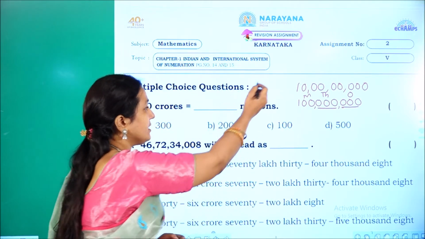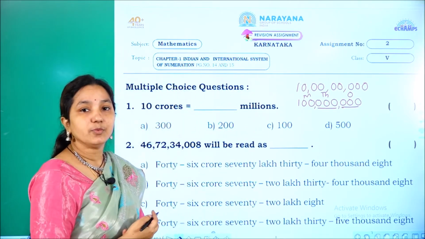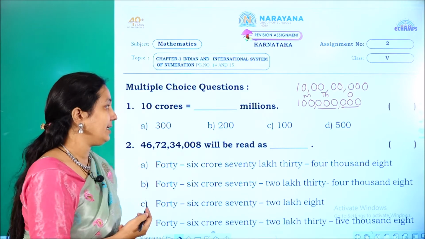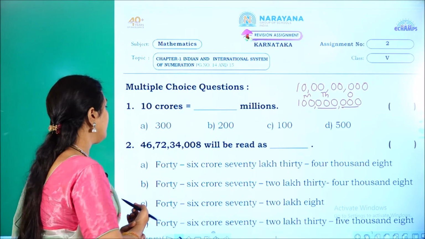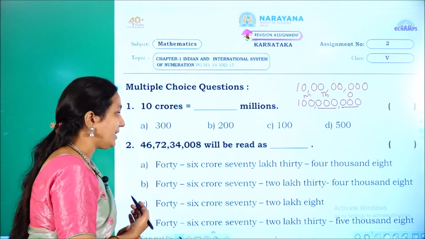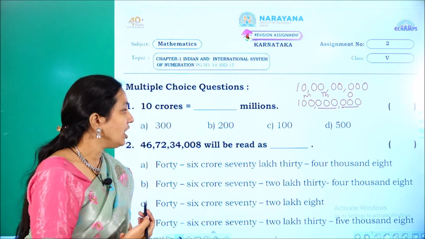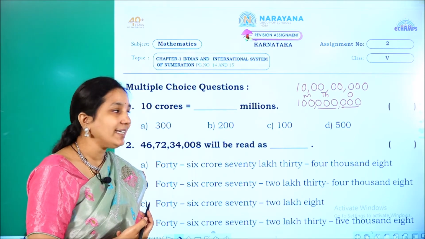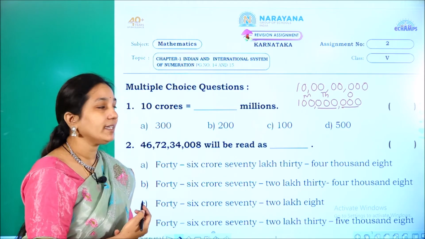So here 10 crore equal to how many millions we have? We have 100 million. Coming to our options: option A is 300, option B is 200, option C is 100, option D is 500. Our required option is C.